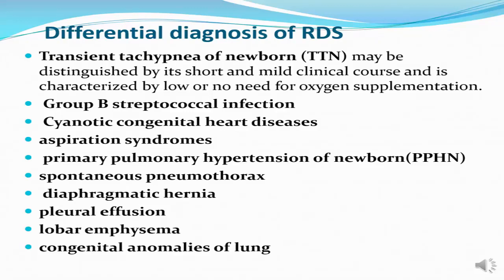Other differential diagnoses include cyanotic congenital heart disease, where we need to do echocardiography, and aspiration syndrome by maternal blood or meconium, or later milk can cause aspiration. Primary pulmonary hypertension of the newborn, spontaneous pneumothorax, and diaphragmatic hernia are causes of respiratory distress. In diaphragmatic hernia, the patient usually presents with a scaphoid abdomen, and if you auscultate over the precordium, you find the apex beat on the right side. In this condition you have to exclude diaphragmatic hernia. Pleural effusion, lobar emphysema, and congenital anomalies of the lungs are also other differential diagnoses.